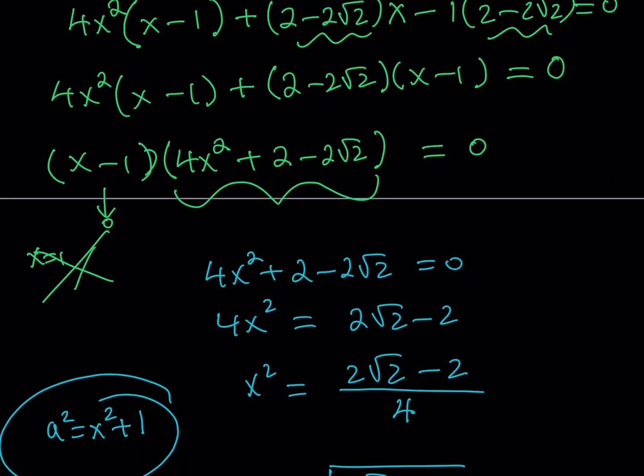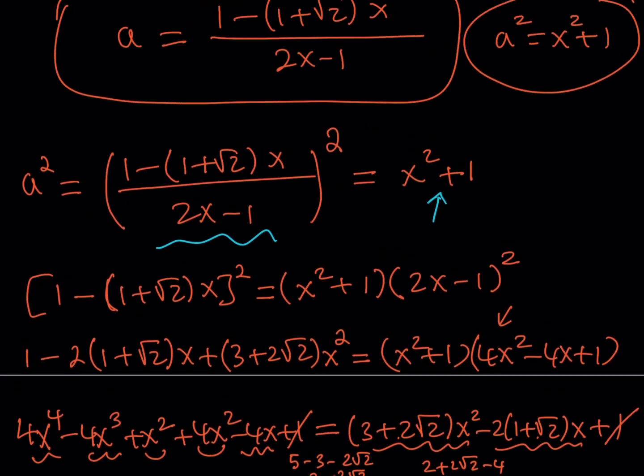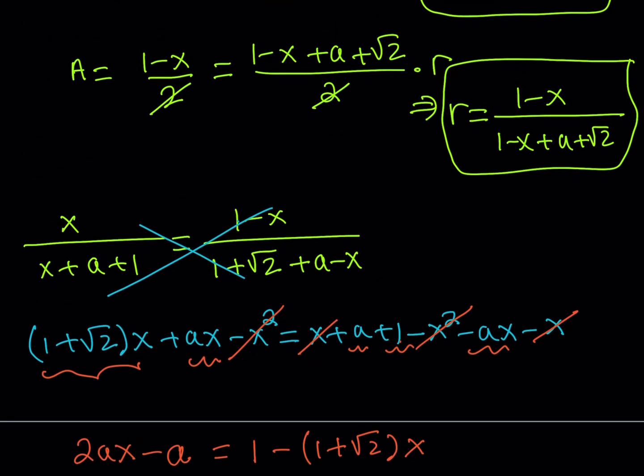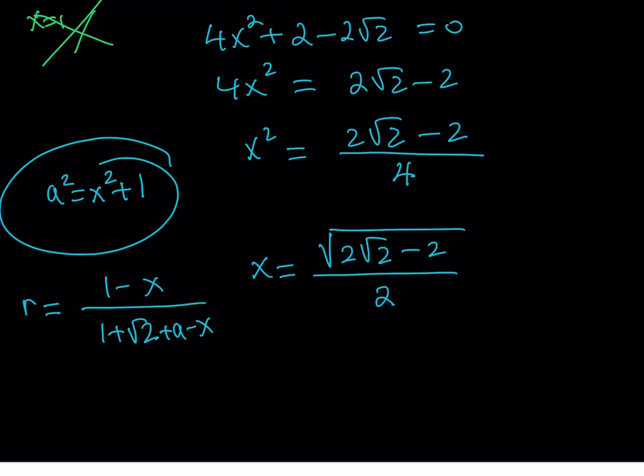So I have R is equal to 1 minus x divided by 1 plus root 2 plus a minus x. Let me check that. 1 plus root 2, 1 plus root 2 plus a minus x. Awesome. So this is my R value. I have my x value and I have my a value there.